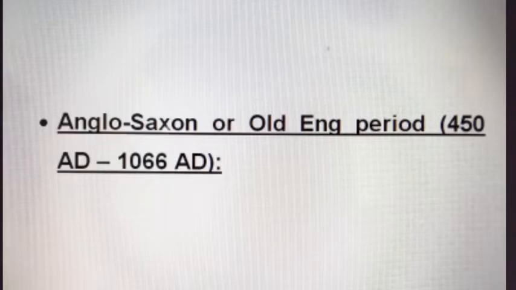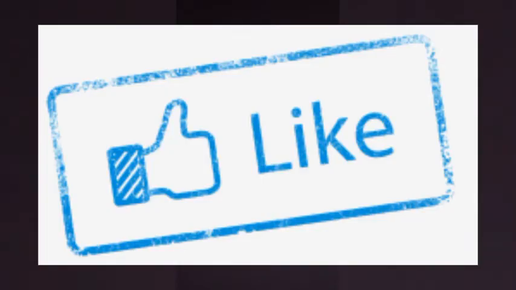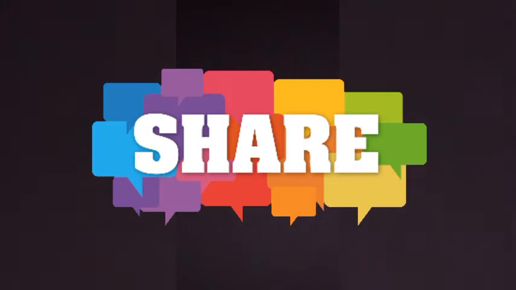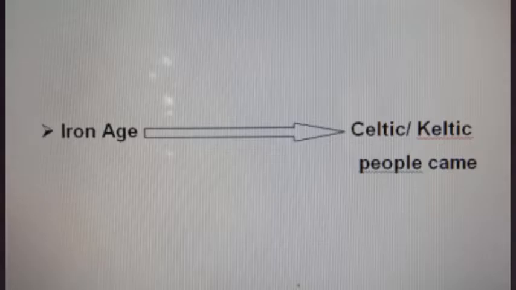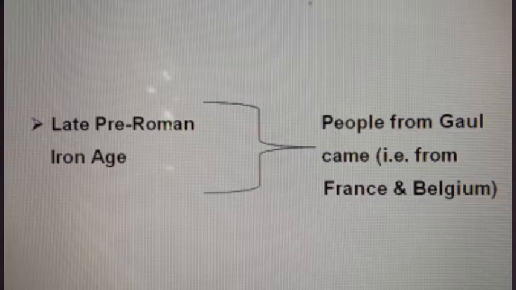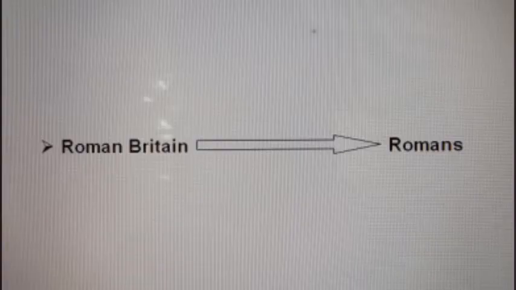But before we go to the discussion of the Old English or the Anglo-Saxon period, once more remember who all dominated the British Isles at different time periods. Starting from the Stone Age and Bronze Age, hunters from Northern Europe, Iron Age, Celtic people, late pre-Roman Iron Age, people from Gaul, that is from France and Belgium, then Roman Britain, that is the Romans, then Anglo-Saxon or the Old English period.